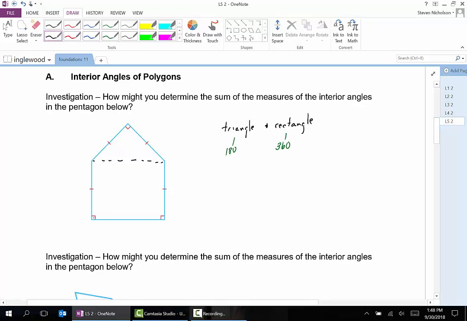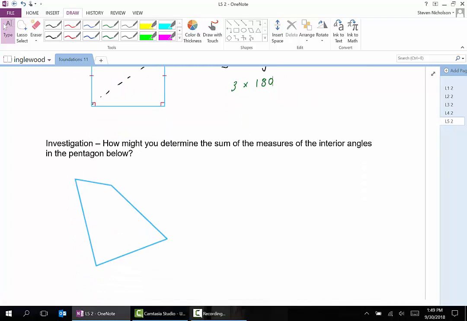Or another thing you may have done is you may have made three triangles. And in making three triangles, each one of those triangles has interior angles adding to 180 degrees, and we have three of them, so there's the exact same answer. 3 times 180, and they both equal 540. So that's what you probably did. There's no formula. There's no idea in your head about interior angles of a polygon, meaning anything bigger than a rectangle. So have a look at this one right here.